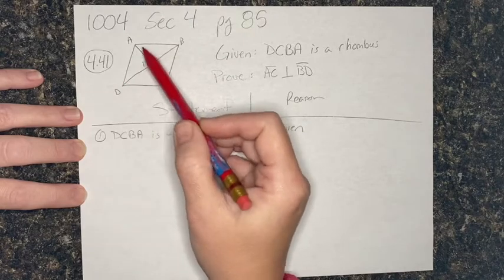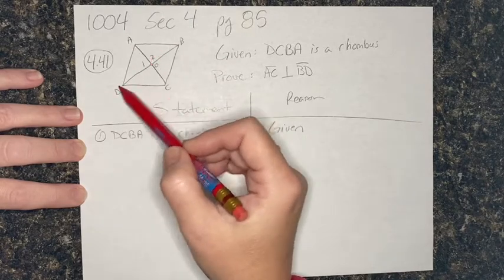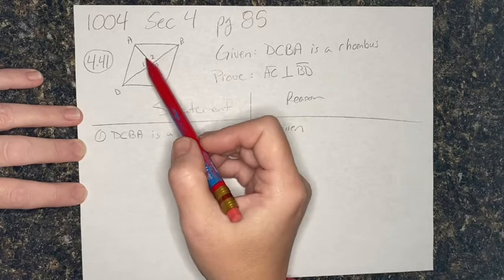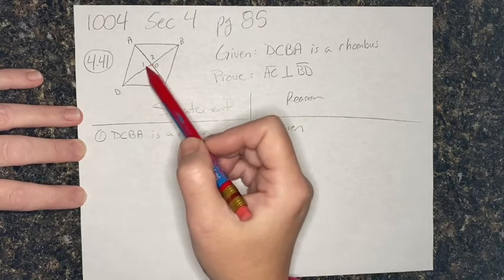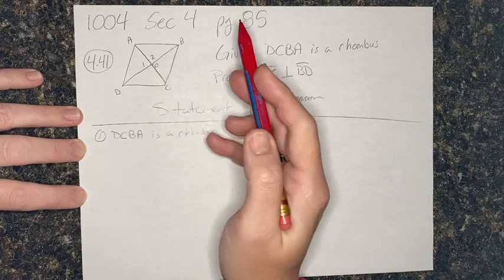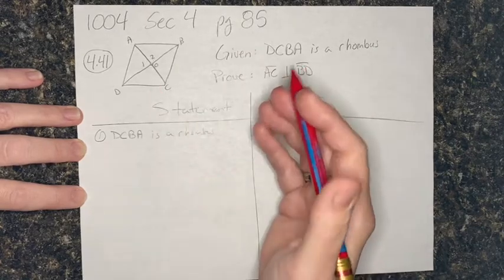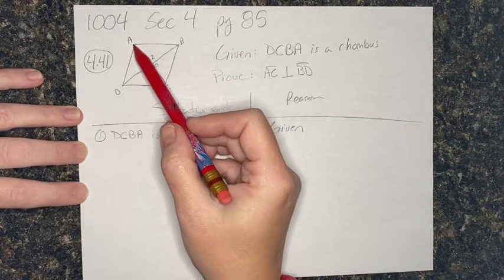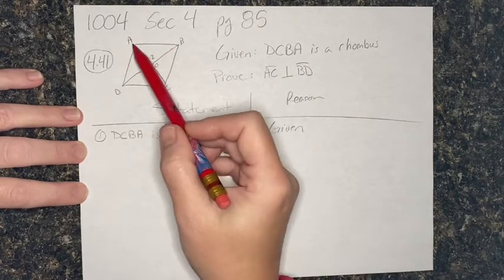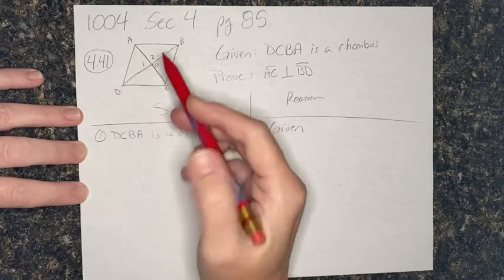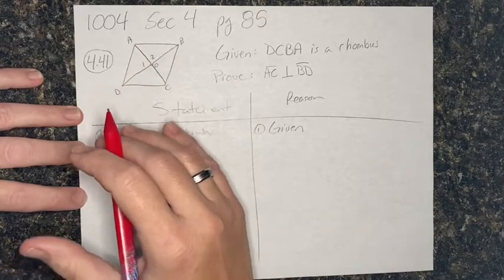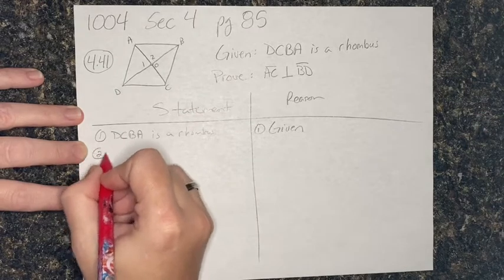Well, here's a triangle and here is a triangle, AOD, AOB. We need to show that these triangles are congruent. So that's where we need to lean. So we know that a rhombus has its exterior sides, all of its sides are equal, right? We just talked about that with our rhombus. So that's going to be our next step.